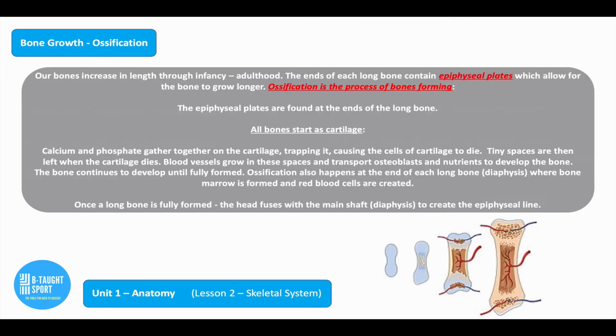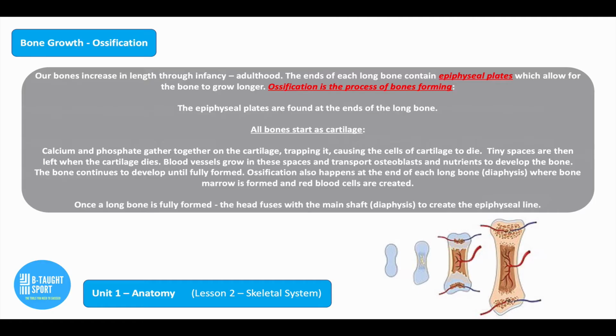Now, firstly, ossification is actually the process of bones forming. So if you look at the picture on the bottom right hand side, believe it or not, all of our bones when we're born actually start as cartilage. So the key thing you need to know is when bones grow, that process is called ossification.